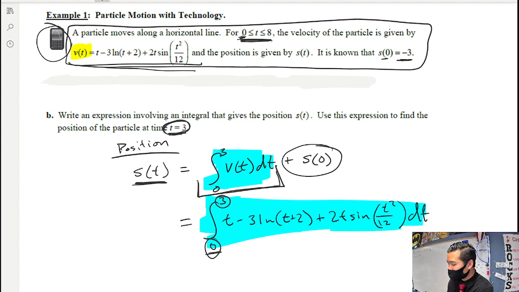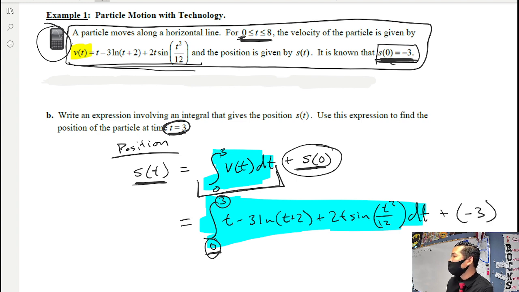How do I know to start at 0? It's going to vary from problem to problem. In this case, I know that this problem's starting at 0 because they tell us t is equal to 0 at the start of this problem. Not only that, it says right here, at the start of the problem, t is equal to 0, what's the position? Negative 3. So, to this problem, I need to add what? Negative 3.